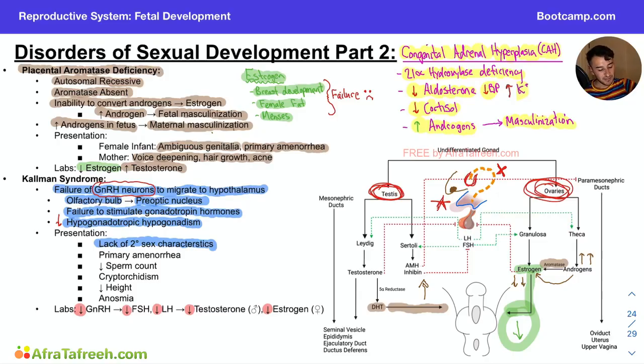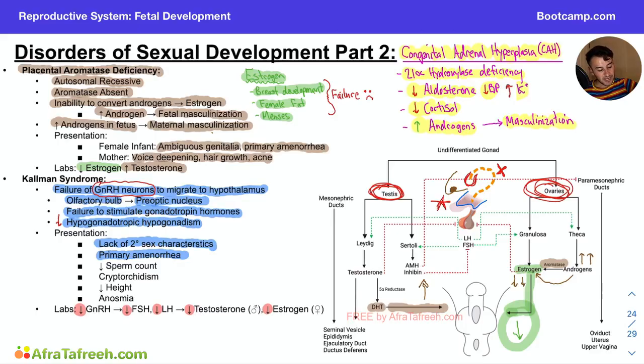Next on our list is going to be primary amenorrhea, and this also makes sense because we know that estrogen is going to be necessary for menses. We talked about that up here when we were talking about aromatase deficiency, and so the same physiology is going to apply to K.A.N syndrome.